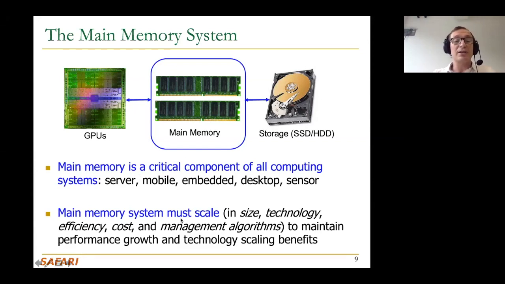So if you want to maintain the performance growth and technology scaling benefits that we've been used to, if you want to basically improve performance, the memory system must scale. And it must scale in multiple dimensions. It must scale in size, capacity, technology, efficiency, cost, and the algorithms we use to manage it. And we're going to look at essentially all of these aspects in the first part of the course.